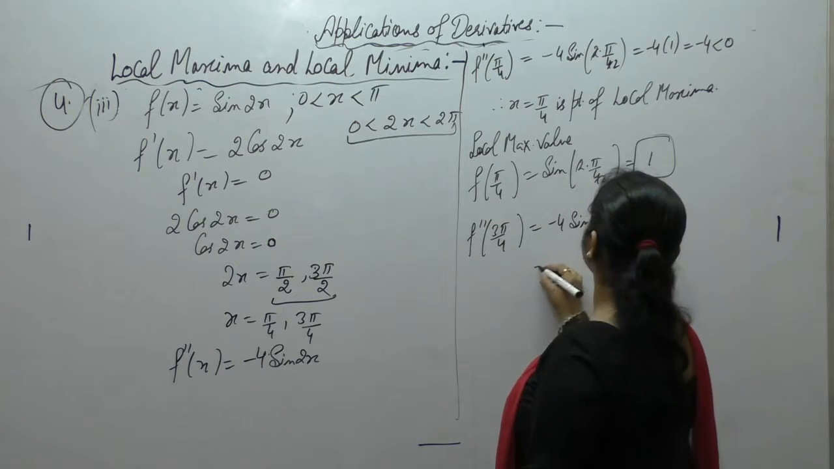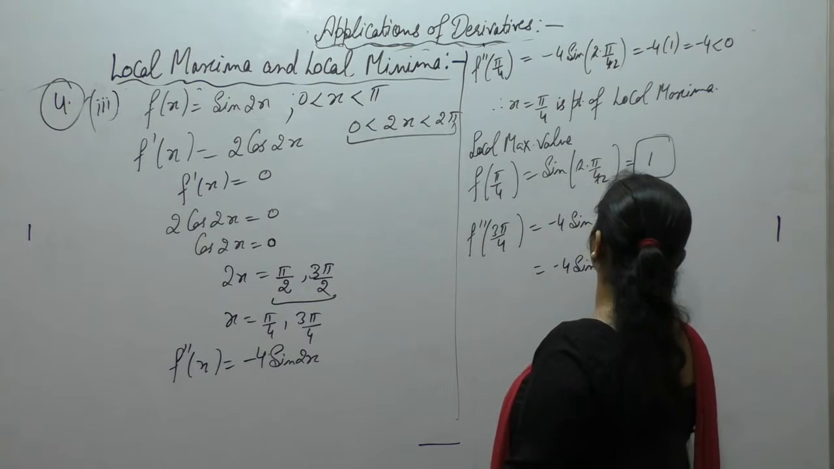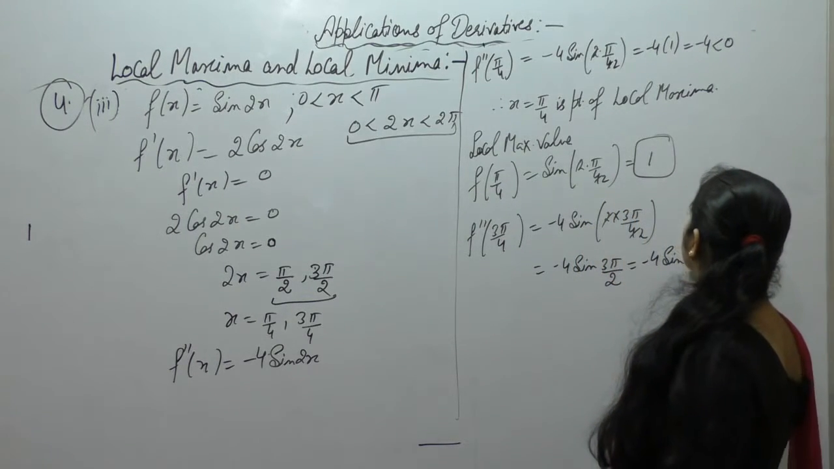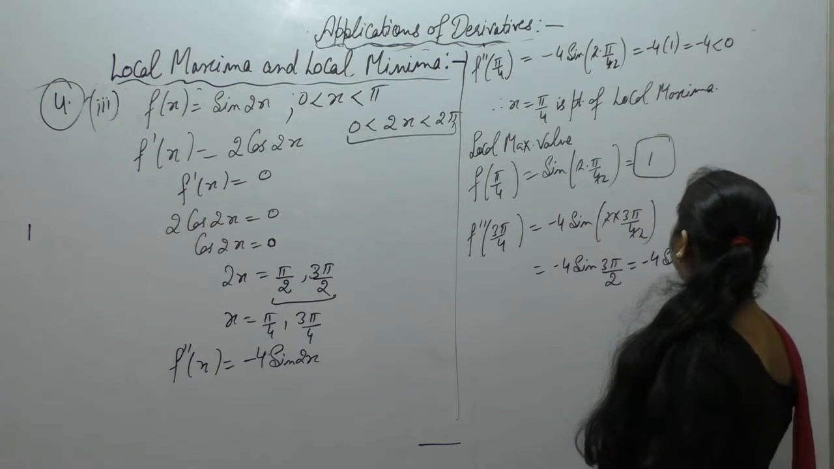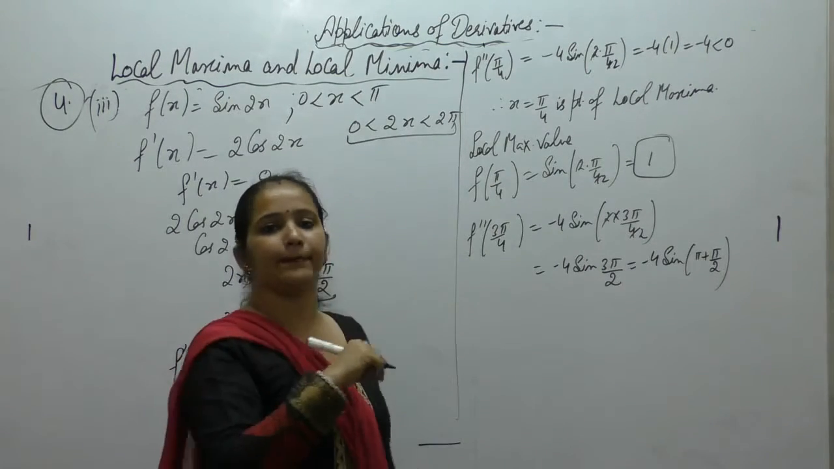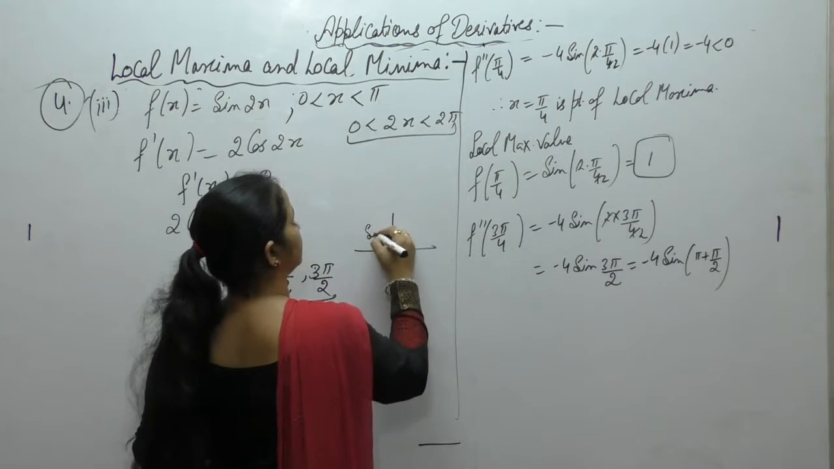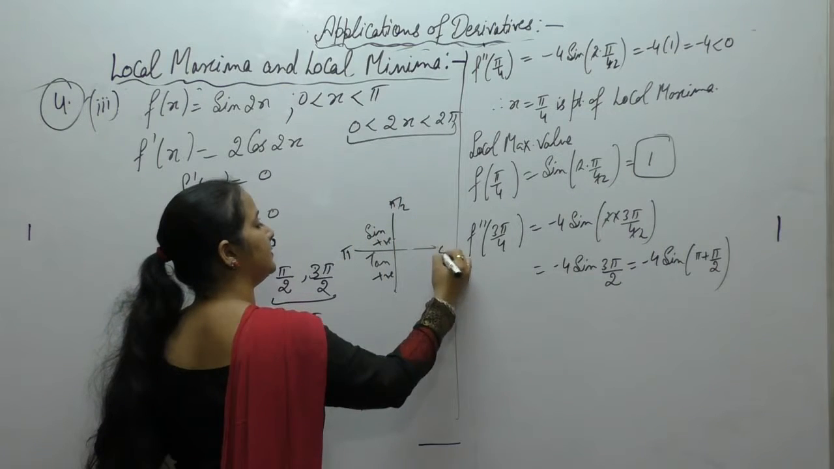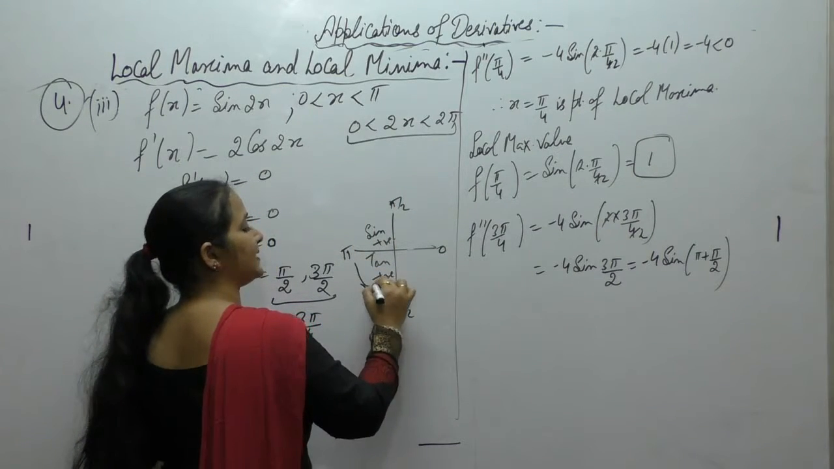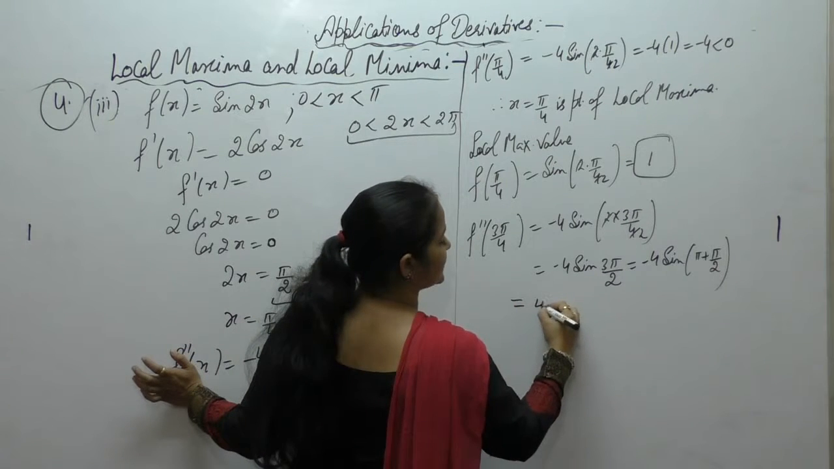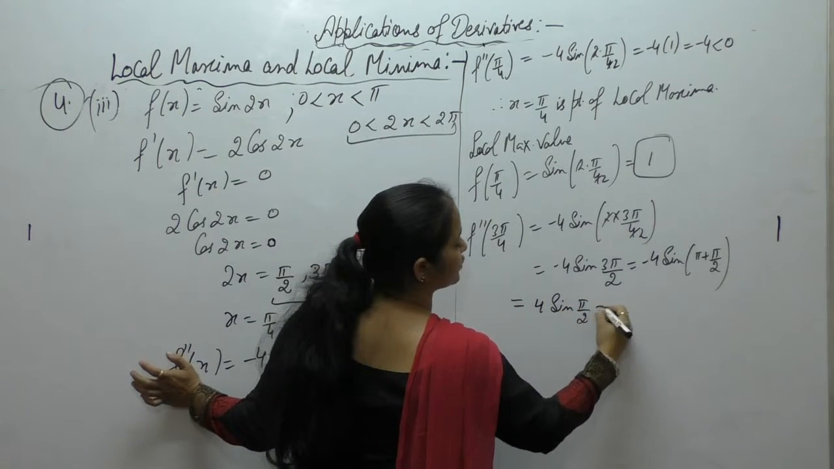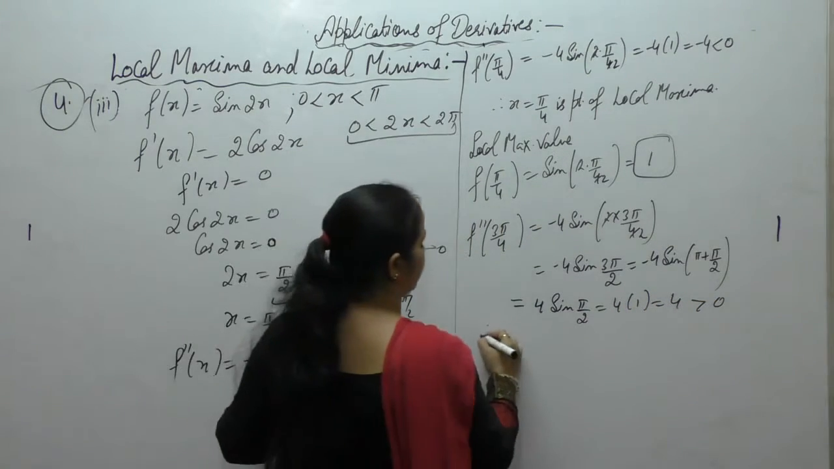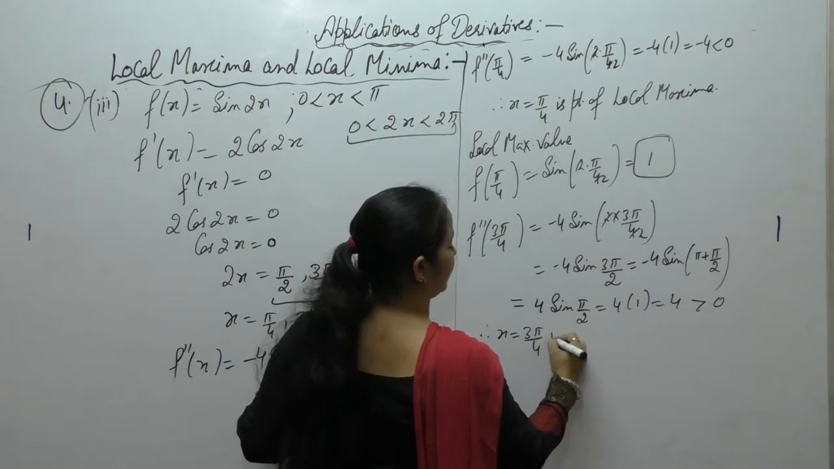That is sine 3 pi by 2. Clear? We can write it as pi plus pi by 2 is 3 pi by 2, and sine pi plus theta. Here sine is positive, here tan is positive. Now sine pi plus theta is negative. So minus minus plus 4 sine pi by 2. Sine pi by 2 is 1, greater than 0.